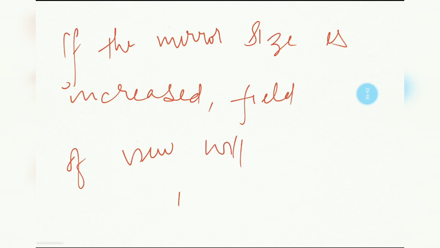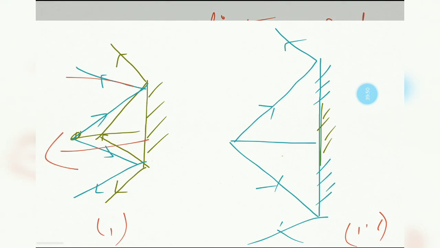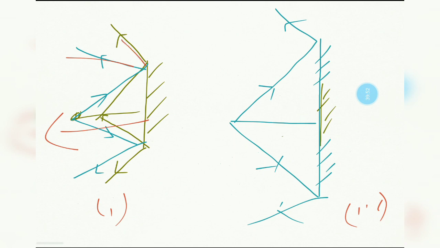Now I will tell you how these questions are interconnected. See what happened in the first case. Here also the field of view increased. Here also the field of view increased. When the object is moved towards the mirror, the field of view will increase. When the mirror is increased also, the field of view will increase. So both are interconnected in some way, right? That is why you're going to have only the same solution for this. If you really want the solution for this, I'll just give it.